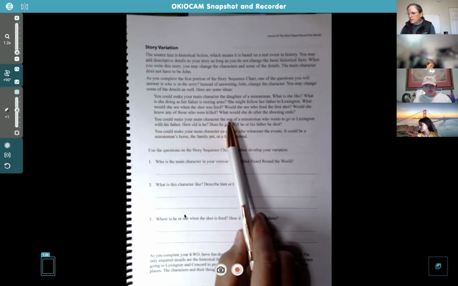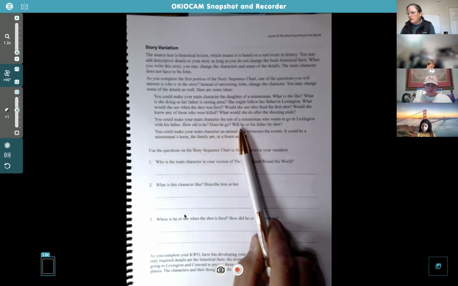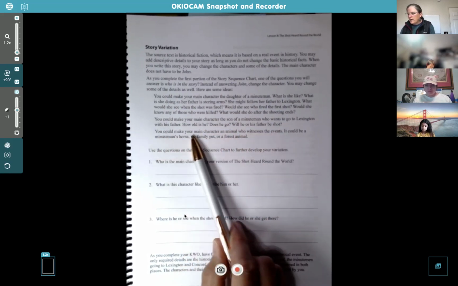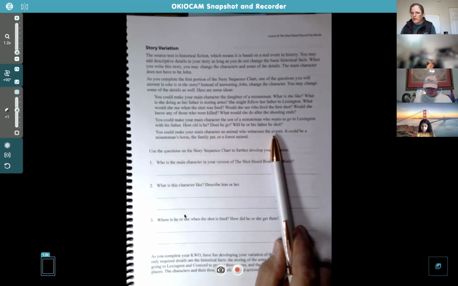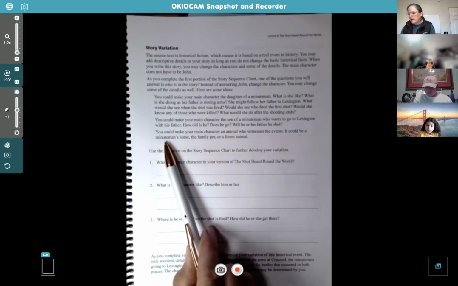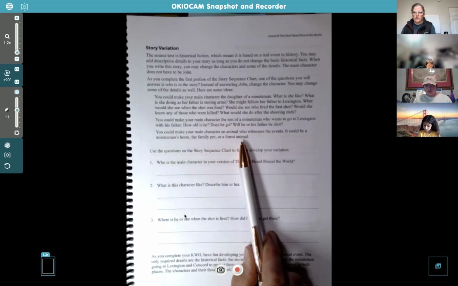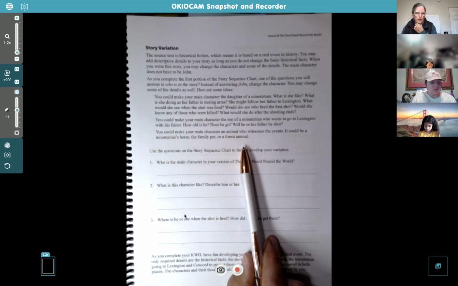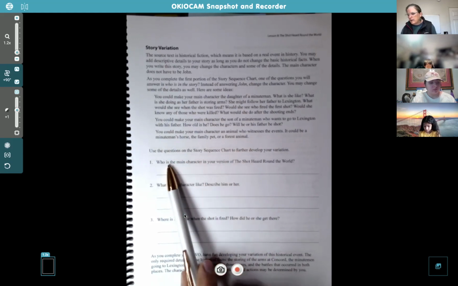You could make your main character the son of a Minuteman who wants to go to Lexington with his father. How old is he? Does he go? Will his father be shot? You could make your main character an animal who witnesses the events. That might be fun too. Like if it's in the trees, like a squirrel or a bird or some animal that sees the event. It could be a Minuteman's horse, the family pet, or a forest animal. All right, so start thinking about what perspective you want to write your story from and what their names are and some details about them.